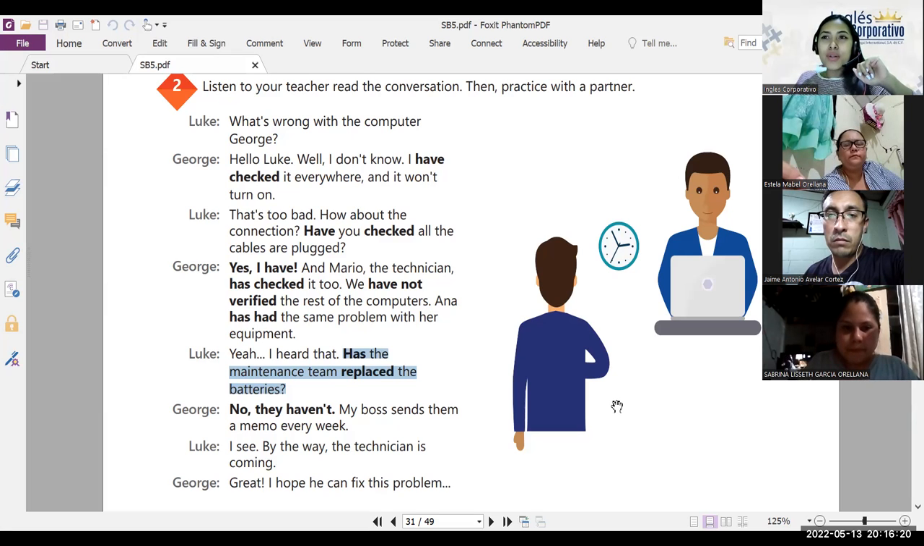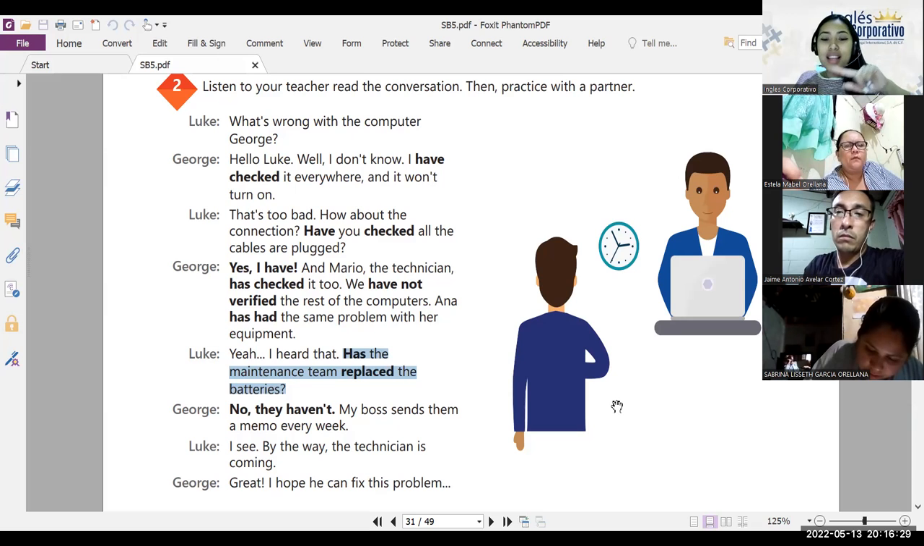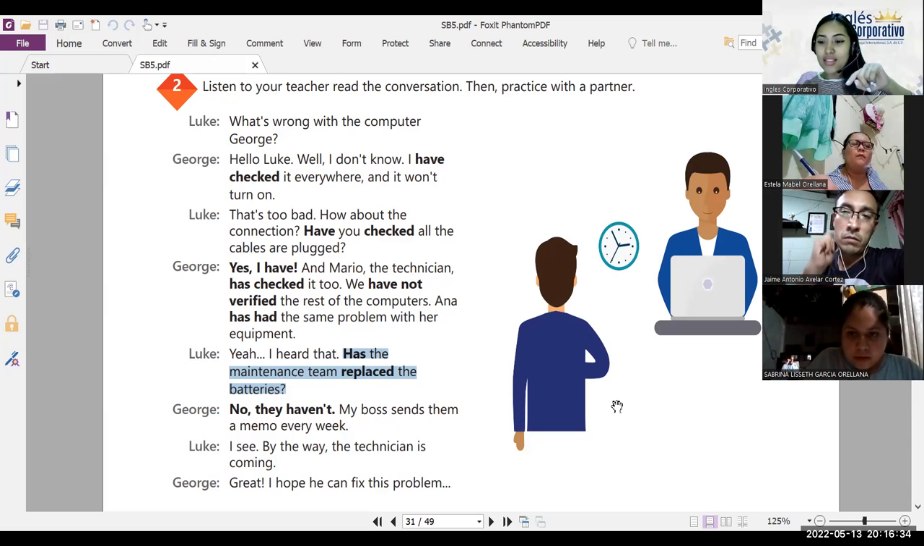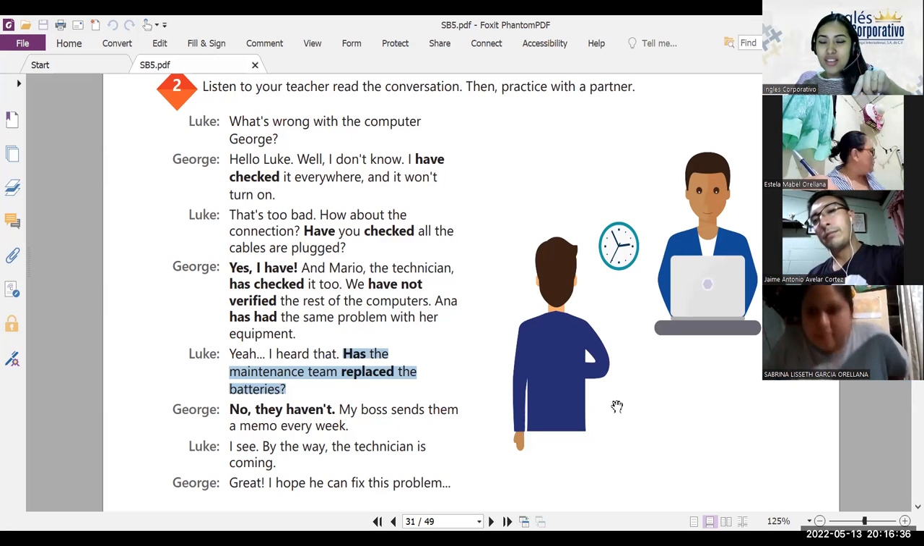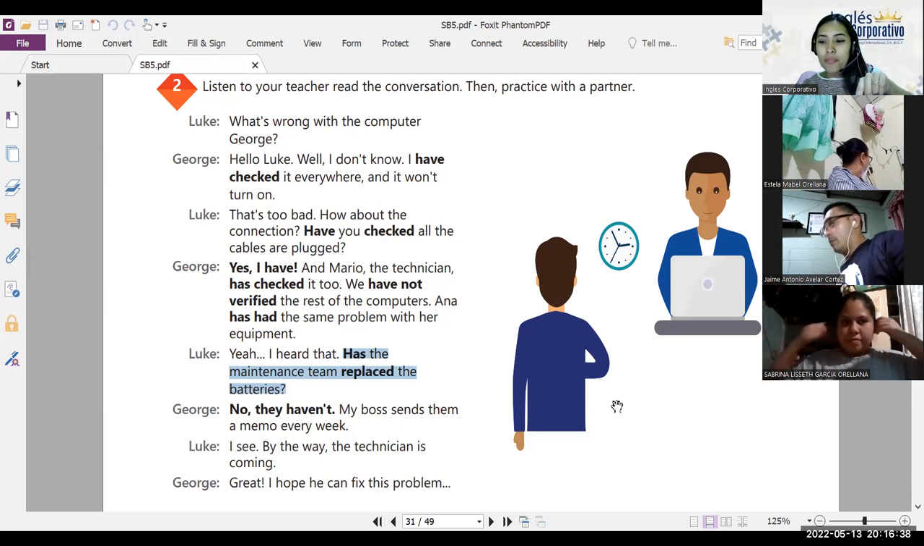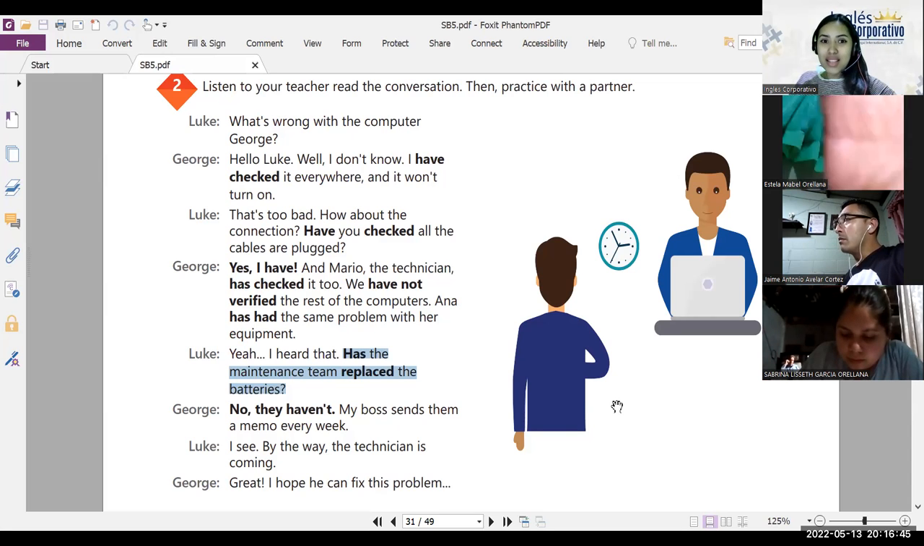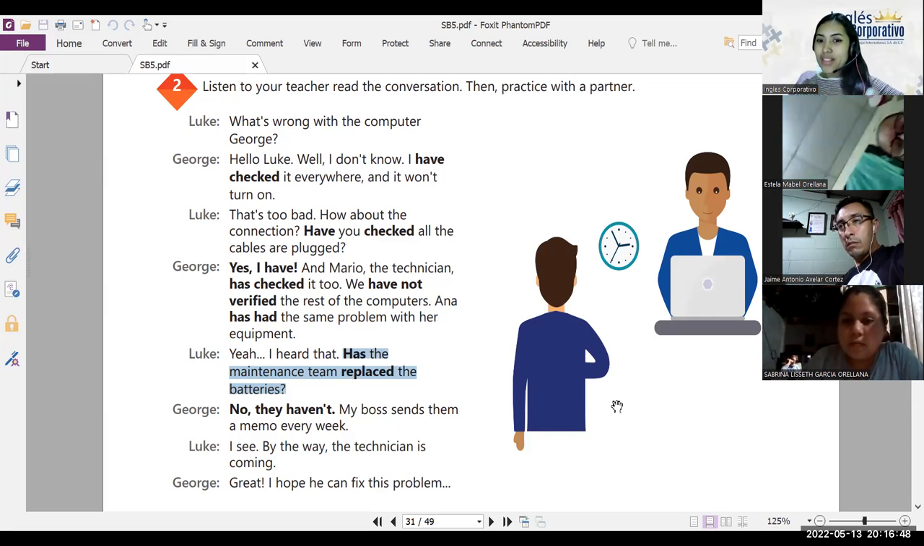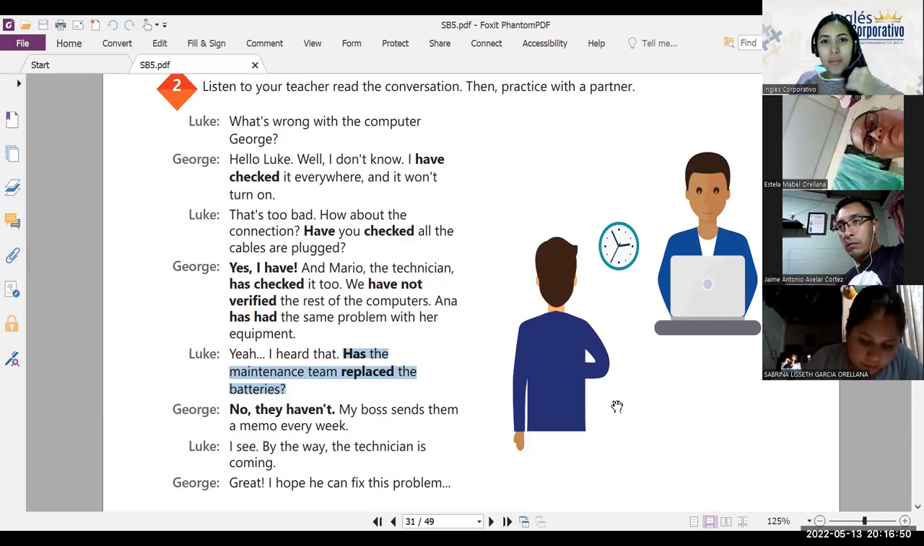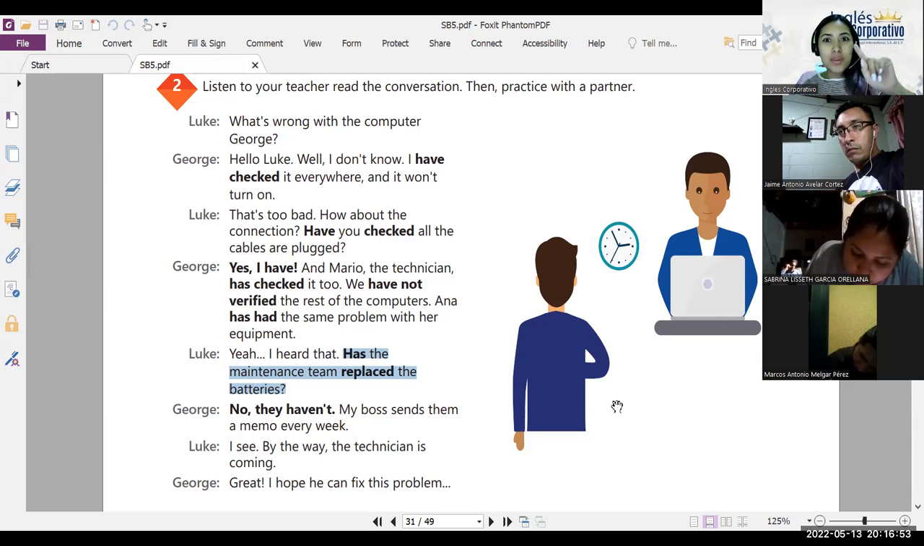Okay. So, this is not past, okay? This is not an action that already passed, yes? It's not an action in present as well. It's not simple present. It's not simple past. It's not present continuous, right? So, what is this tense? This tense is the present perfect. Okay, that's the name, present perfect, presente perfecto.